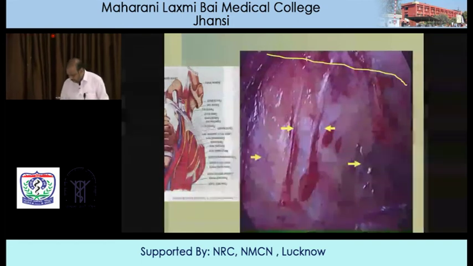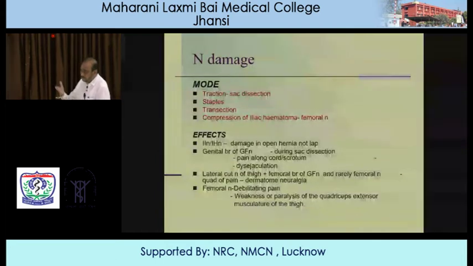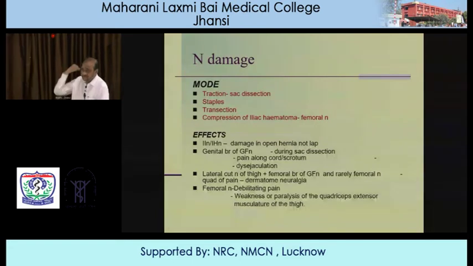Now, what's important with these nerves? How do they get damaged? Number one, as I told you, the psoas fascia. You damage the psoas fascia. Next, you apply traction. You're dissecting the sac back, you have also taken up the psoas fascia, you dissect it back, and the nerves come along with it. They're raised up.